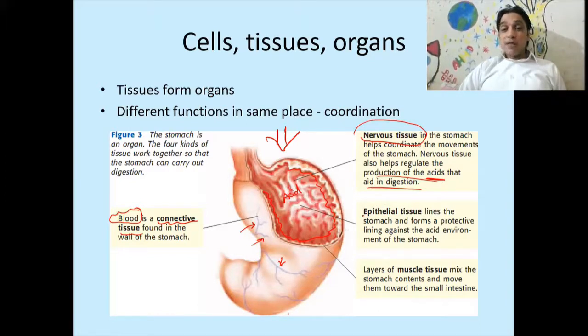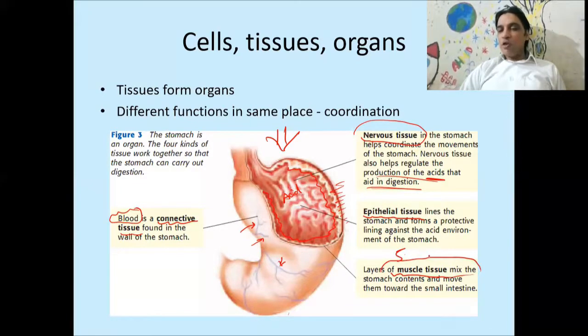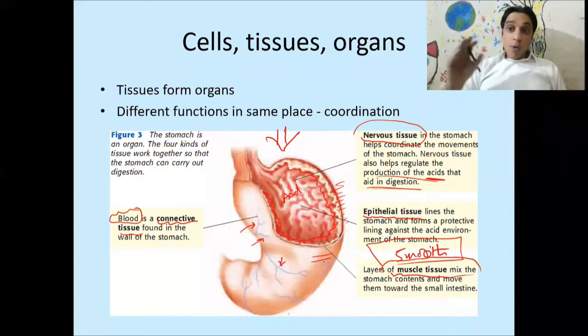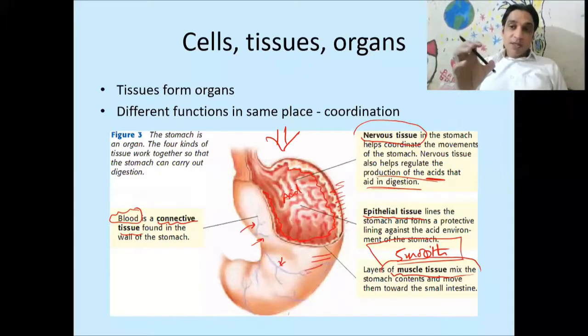Another type of tissue present here is the epithelial tissue. Of course, it creates the lining of the stomach, a protective lining. And the very interesting tissue is smooth muscle. I will explain the smooth muscles later on, but a muscle tissue is also present within the stomach. The job of the muscle tissue is to help the stomach contract and relax, and that is how the stomach is able to chew and grind the food present within itself.